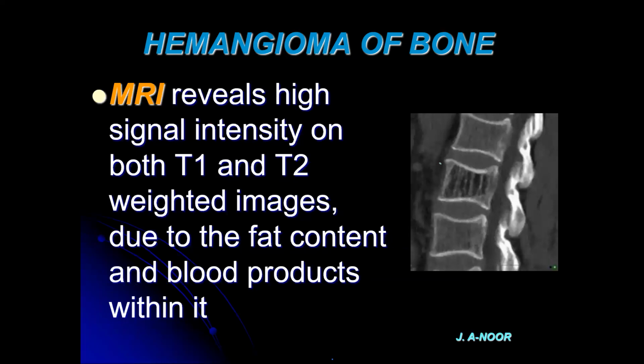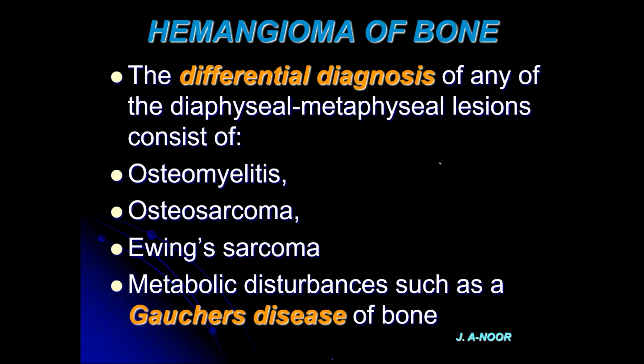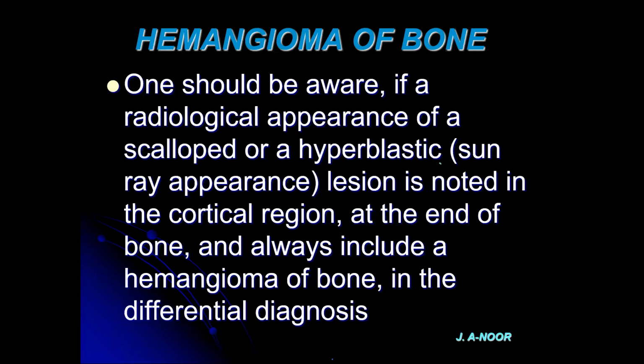This is an MRI which reveals high signal intensity on both T1 and T2 weighted images due to fat content and blood products within it. The differential diagnosis of any of the diaphyseal, metaphyseal lesions consists of osteomyelitis, osteosarcoma, Ewing sarcoma, metabolic disturbances such as Gaucher's disease of bone. One should be aware if a radiological appearance of a scalloped or a hyperplastic sun ray appearance lesion is noted in the cortical region at the end of bone and always include a hemangioma of bone in the differential diagnosis.